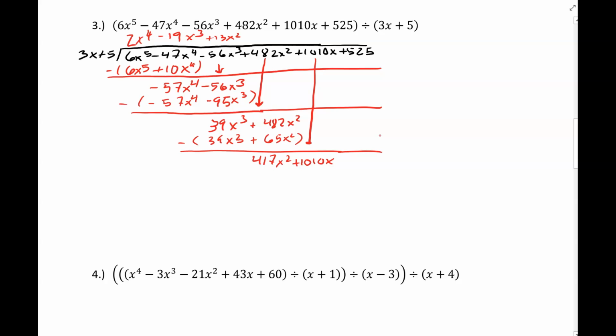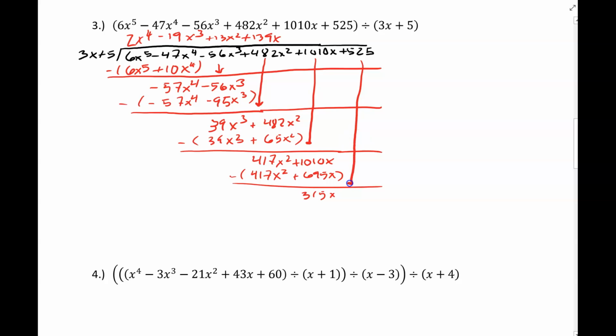So then I'll ask myself, what times 3x gives me 417x squared? 417 divided by 3 is 139. And then I know x times x is x squared. So when I multiply that to both terms of the divisor, I get 417x squared plus 695x. Then I subtract down. 1010 minus 695 is 315.